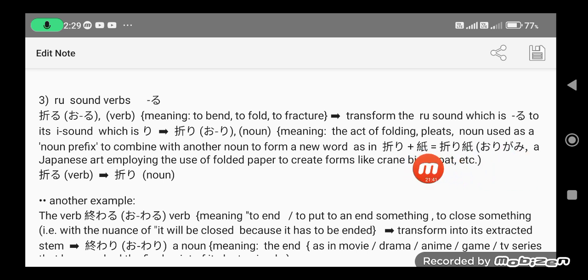That's kami. Why does the kami change to gami? Because when you do compounding of kunyomi readings, the second kanji will be affected by the compounding. The effect is the consonant part of that reading is changed into its dakuten form. So what is the dakuten form for kami? So gami. So compounding of kunyomi, ori plus kami, the second kanji will receive the dakuten form of the reading for that hiragana. The kami becomes gami, and hence origami. And we all know origami is a Japanese art which employs the use of folded paper to create forms like crane, bird, boat, etc.